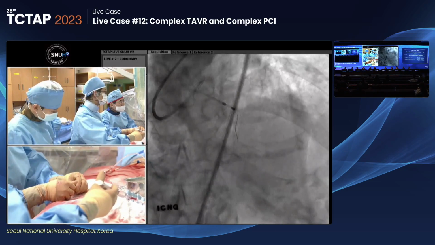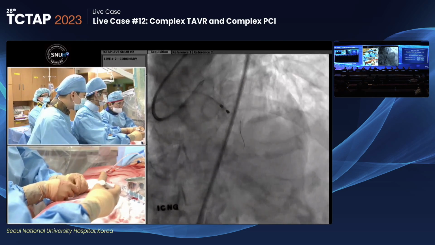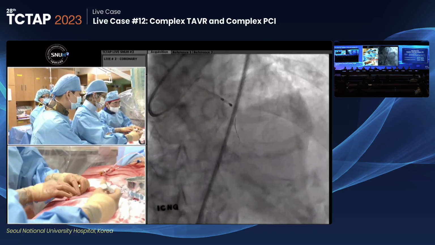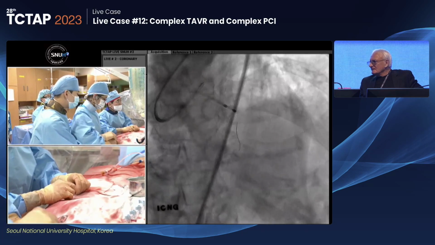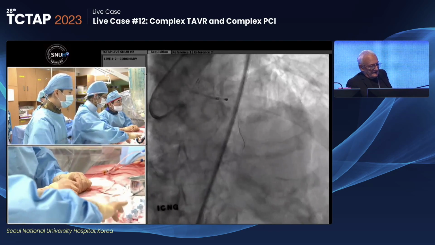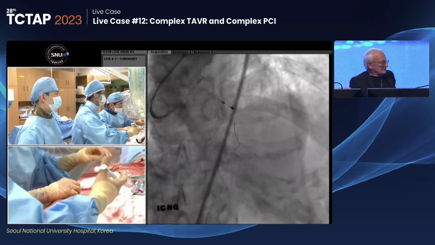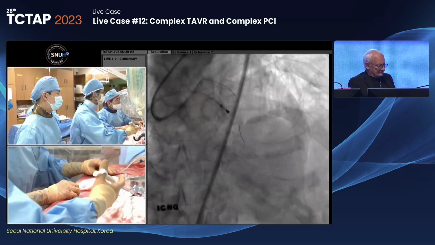This is a very challenging case. Absolutely, and very difficult to do. I don't think that Shockwave would reach the right. No chance, not without modification, because it's still a balloon.